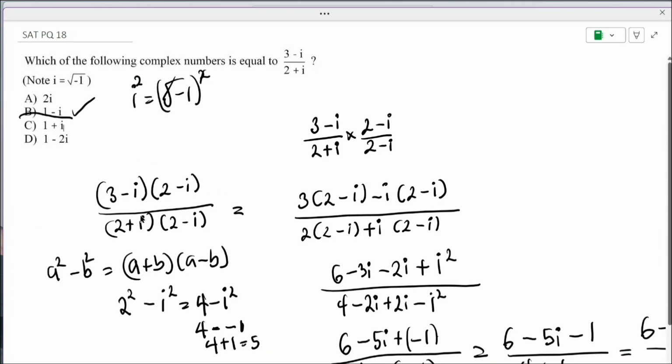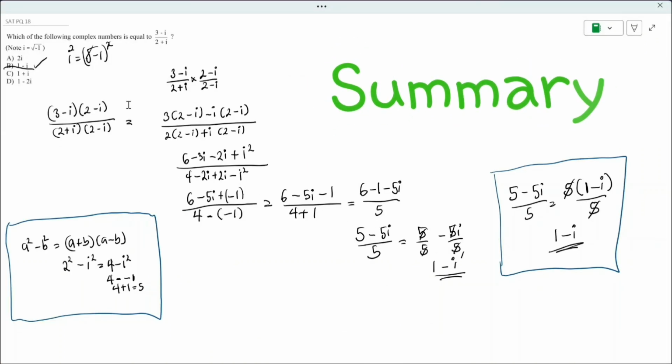Hope you understand. In summary, there are two major steps in solving this question. The first step is multiplying both the numerator and the denominator by the conjugate of the denominator. The next major step is just to simplify until you get to your answer, which is 1 minus I. That's simple.